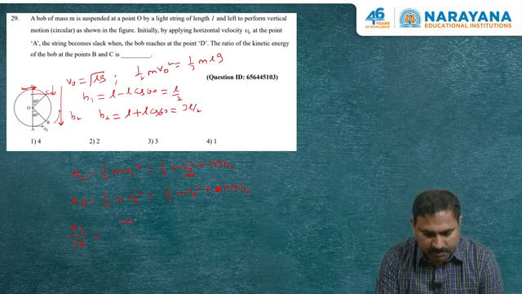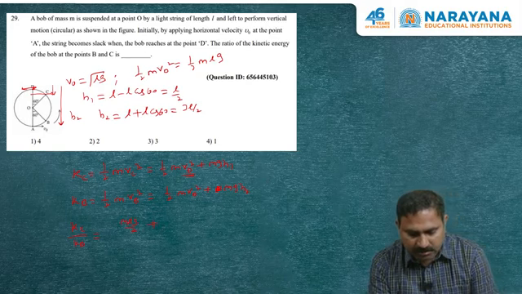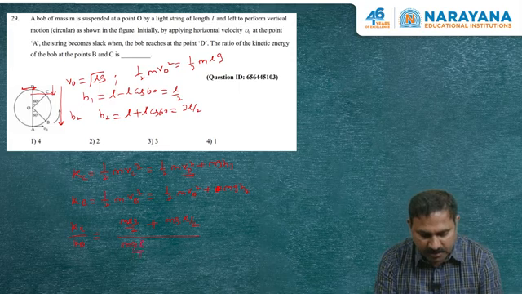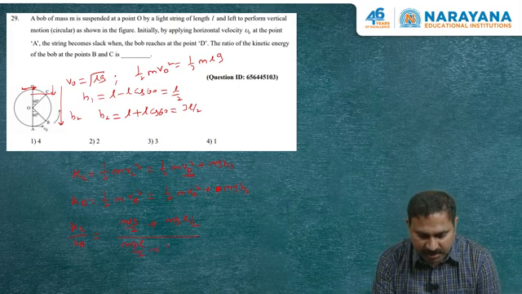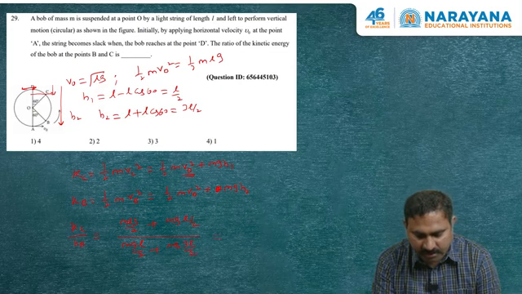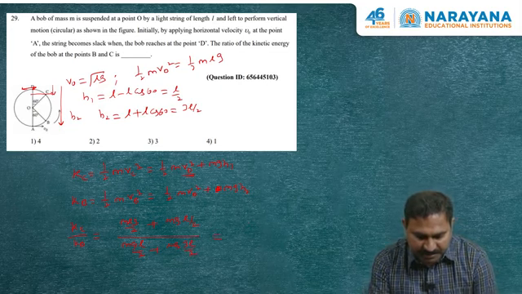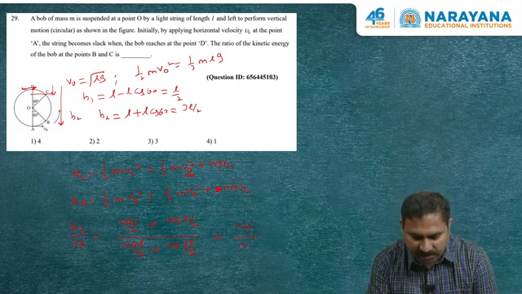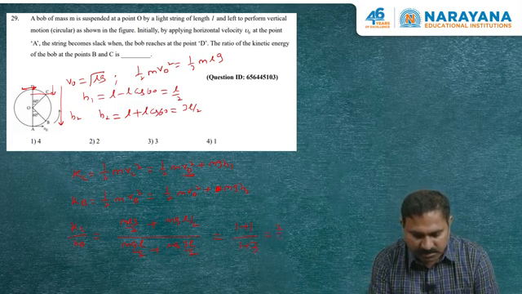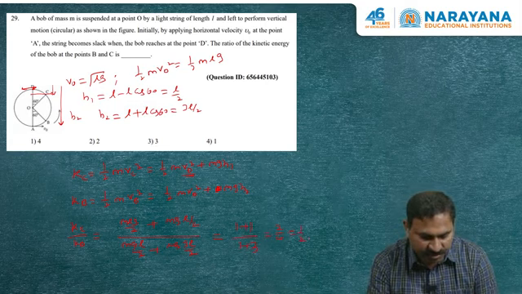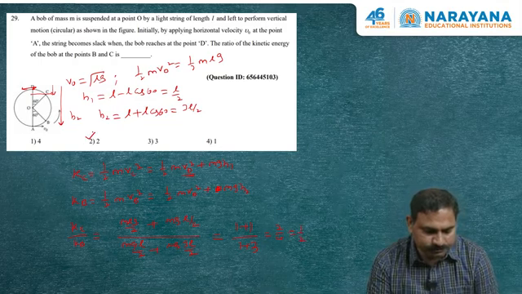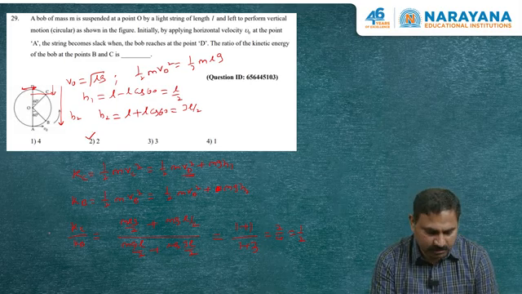So this is m into Lg by 2 plus mg into h1, which is L by 2, divided by, similarly here, mg into L by 2 plus mg into h2, which is 3L by 2. So taking mgL by 2 common, this is 1 plus 1 divided by 1 plus 3. So this is 2 by 4, and the ratio will be 1:2. So Kb by Kc will be 2. Let us go to the next question.